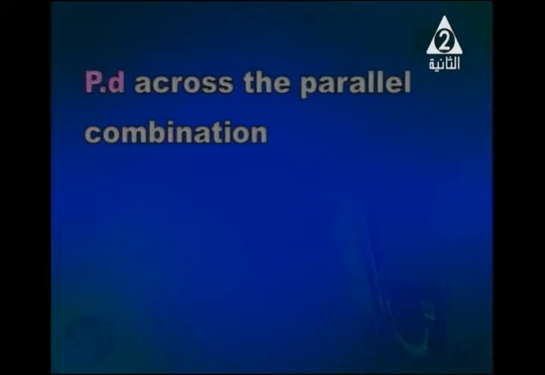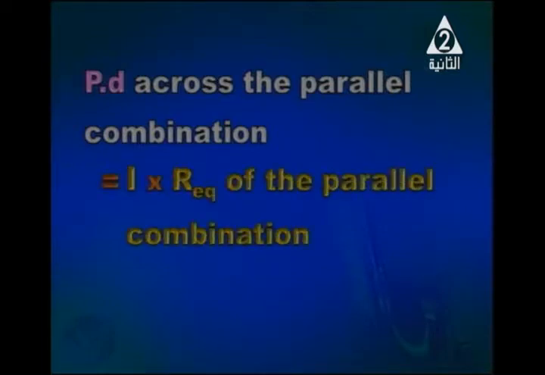Okay, to calculate I1, I2, I3, we need to calculate the potential difference across this parallel combination. It is equal to I, the current entering the parallel combination, times R equivalent of this parallel combination. So it is 1 times 2, it is 2 volts.